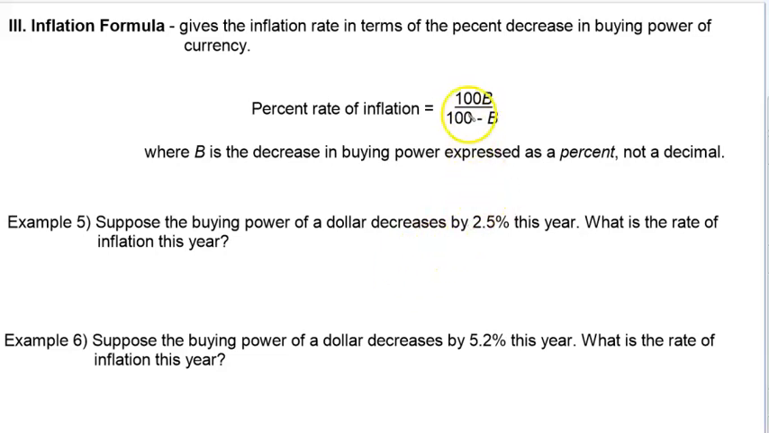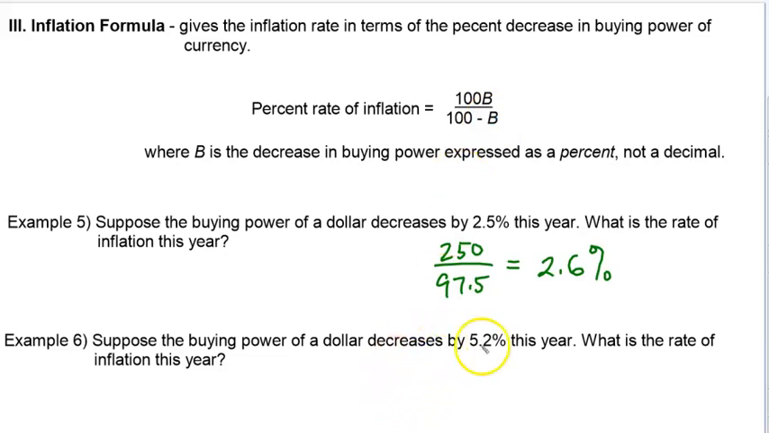So 100 times B, 100 times 2.5, that's 250. Divided by 100 minus B, 100 minus 2.5 is 97.5. And in our calculator, we come up with, to the nearest tenth, 2.6% would be the rate of inflation given the buying power.